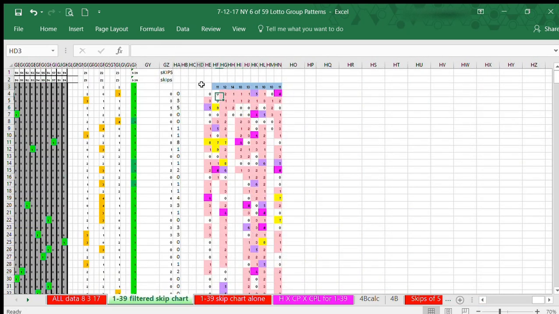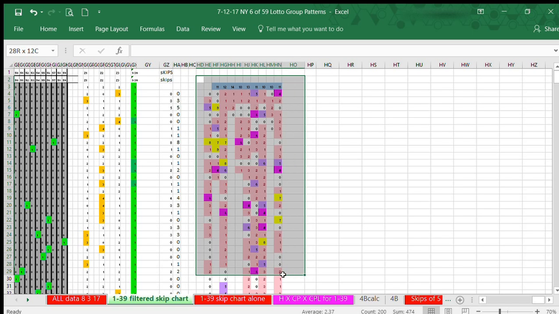These are the filtered skips. Using the drawing numbers, I create this skip chart here. These two columns here are basically exactly the same. I just copied this and pasted it here, and then I pasted it again and reorganized it into this chart here, which is a 4B numeric, but it's read from top to bottom.